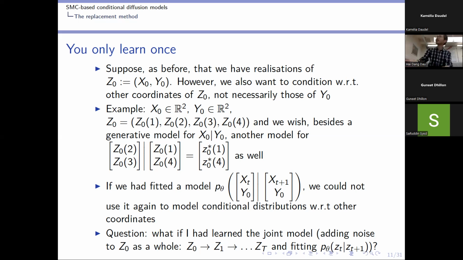Okay. So if you had fitted a model for the conditional distribution of xt y0 given xt plus 1 y0, so if you have applied the method that I mentioned before, well, we could not use it again to model the conditional distribution with respect to other coordinates. Okay. So the question is, what if I had learned the joint model? So I add noise to Z0 as a whole. I have Z0, Z1, and Zt. And I have already fitted P theta of Zt given Zt plus 1. And can I reuse this information to condition with respect to an arbitrary coordinate that I may not know even when I start to learn my model?